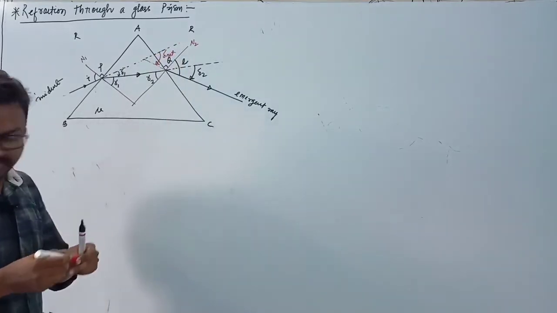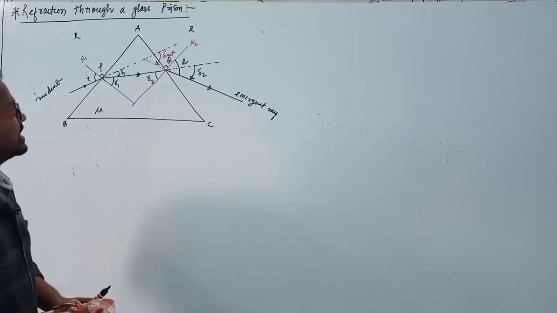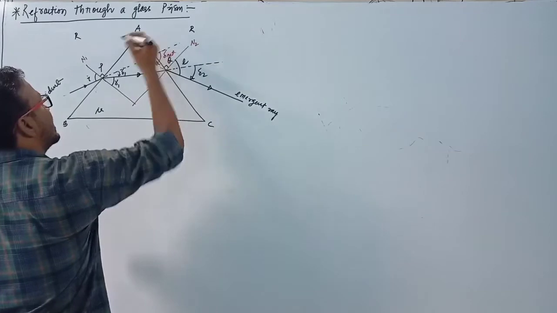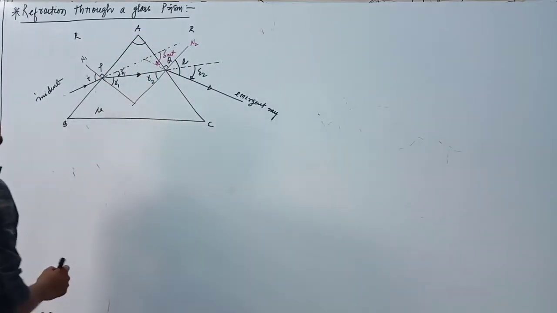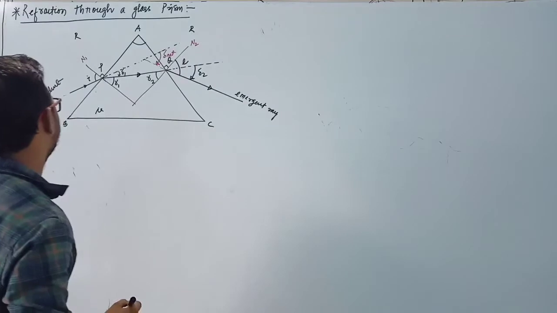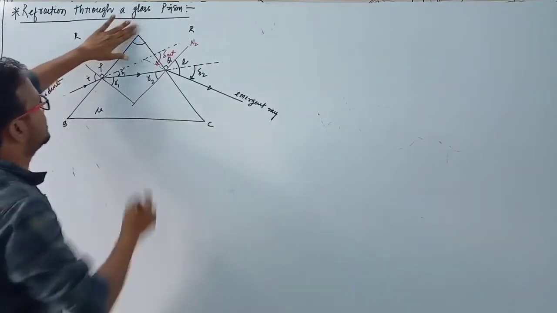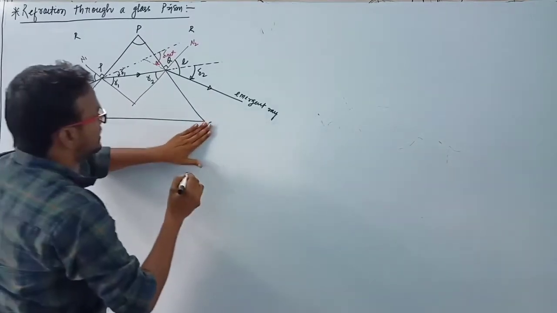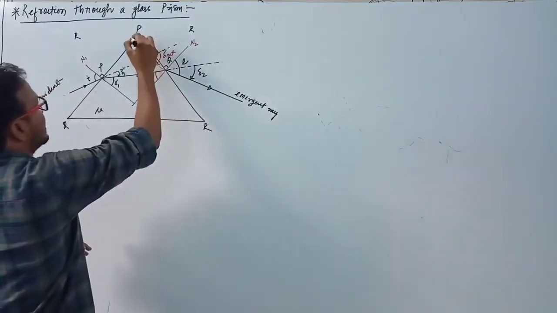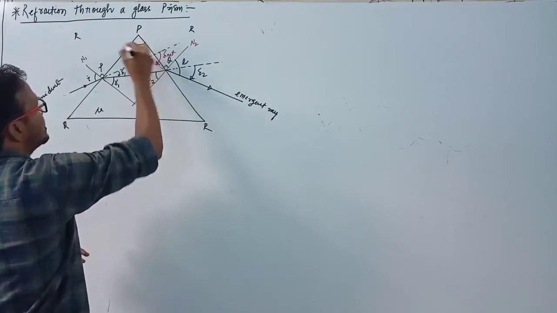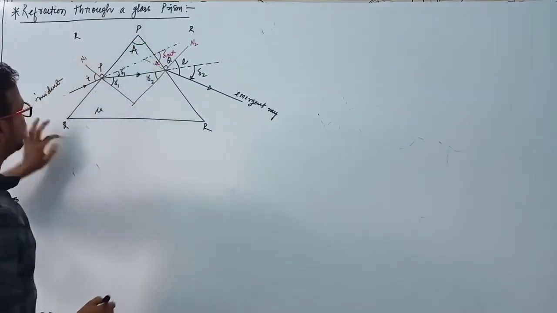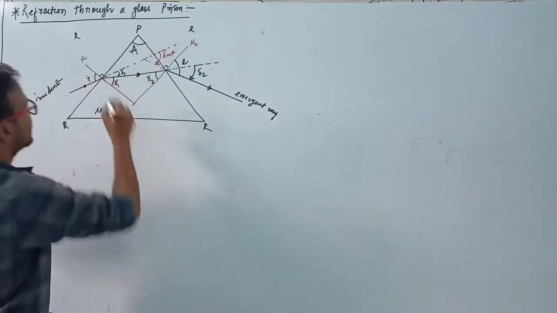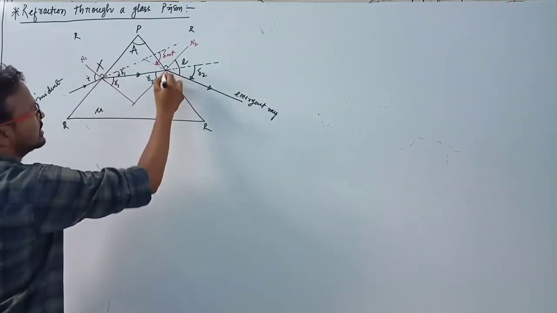Clear? Total deviation for two refracting surfaces. Here, suppose this angle is known as the angle of prism. Suppose this point is P, this point is Q, and this point is R. Then this angle is known as the angle of prism, which is A. Clear? PQR.